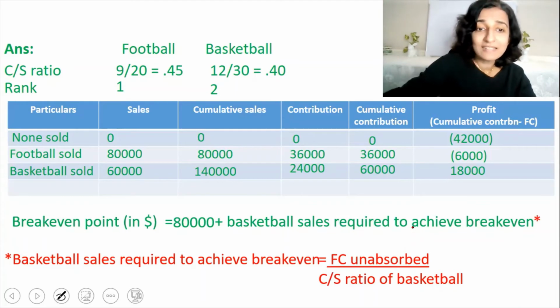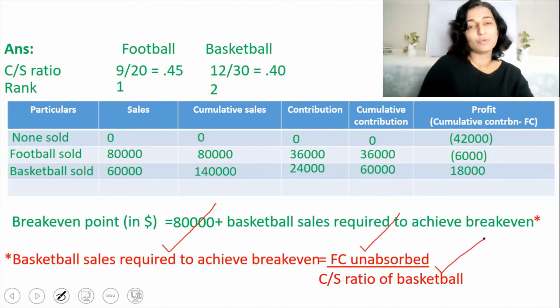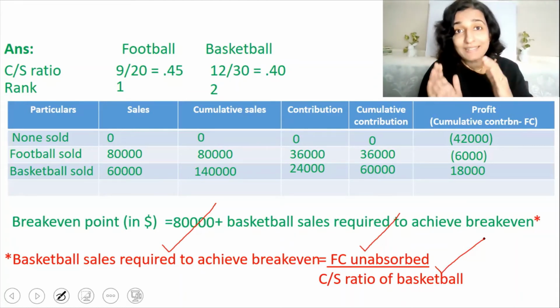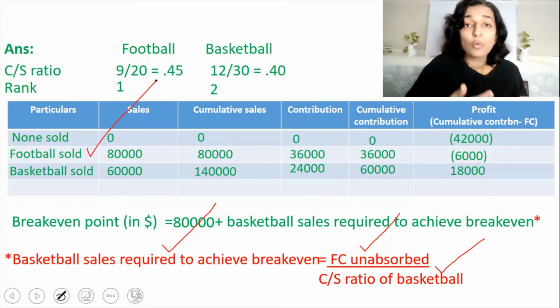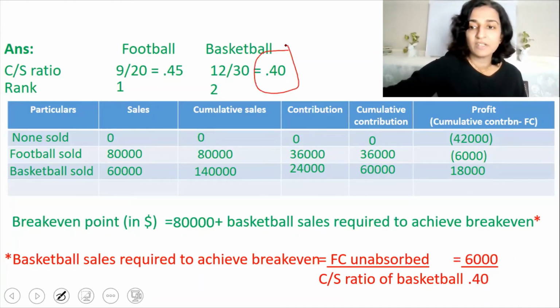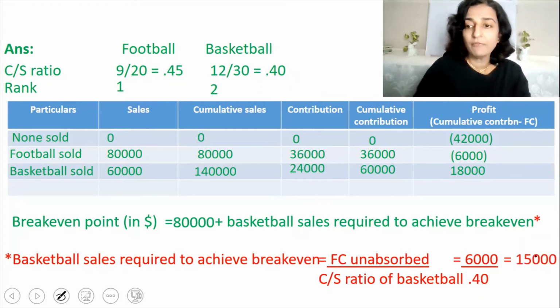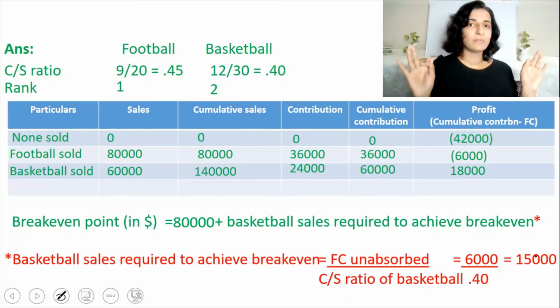So the basketball sales required to achieve the break-even is given by the formula fixed cost unabsorbed divided by C/S ratio of basketball. So that's the only modification that we need to use, because already some portion of fixed cost was absorbed by the football sales. Now, what is left or what is unabsorbed? That is nothing but $6,000. So we will substitute in the formula. We get the answer as 6,000 divided by 0.4, because 0.4 is the C/S ratio of basketball, which means that if we make an additional sale of $15,000 of basketball, we reach the break-even point.